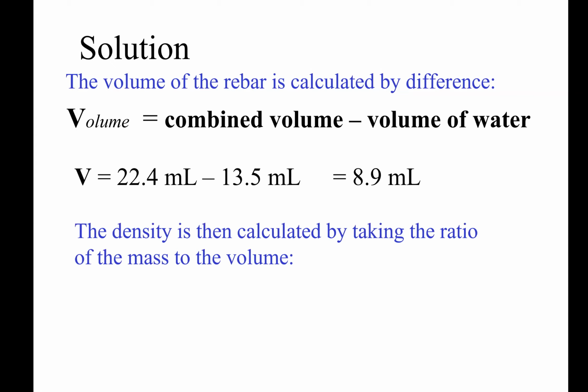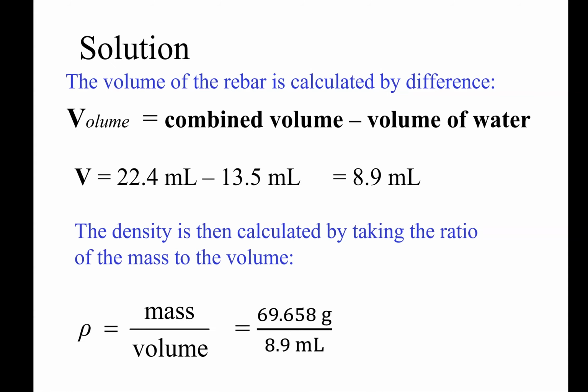Okay. So density is a ratio of mass to volume. Simply, we're going to put the mass that we saw on the first slide, 69.658 grams of the rebar, divided by the volume, which we got by difference, 8.9 milliliters.